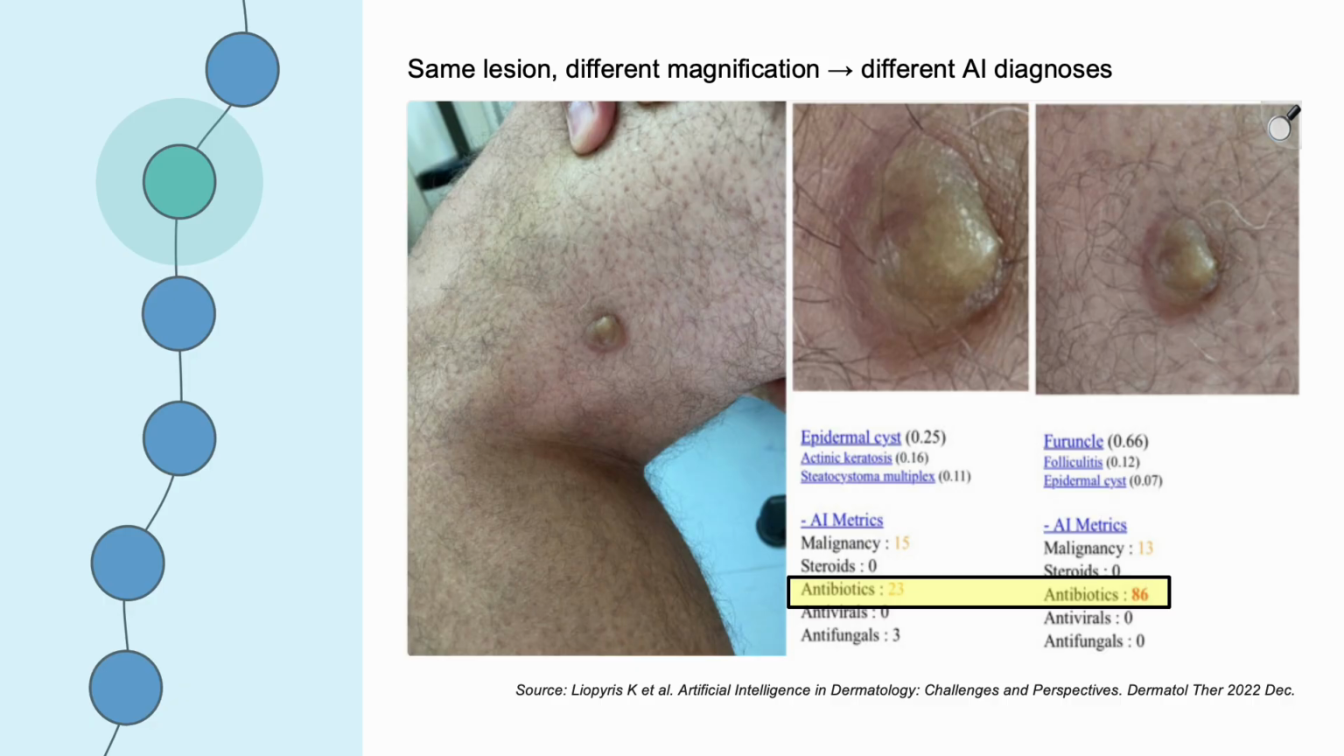AI predictions can change with image scale, showing sensitivity to non-clinical features. Even when the lesion is identical, adjusting magnification can lead to different diagnosis, suggesting the model may not rely solely on clinically relevant features.